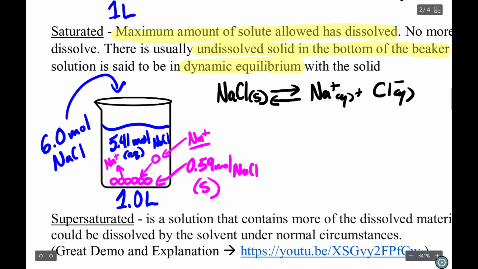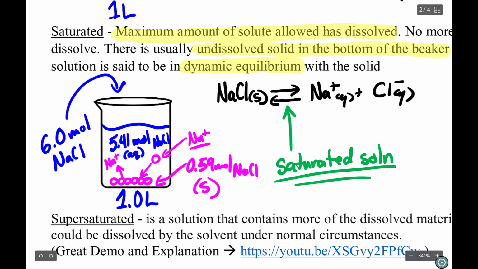So we use this arrow here if we have a saturated solution because we have solid present and we have ions present. The solid is dissolving, but it's dissolving at the same rate as the ions are coming back together. And in doing so, it creates this dynamic equilibrium. Dynamic just doesn't mean static. This ion isn't static. It's hitting, then it's kicking out another ion. So that's a saturated solution.